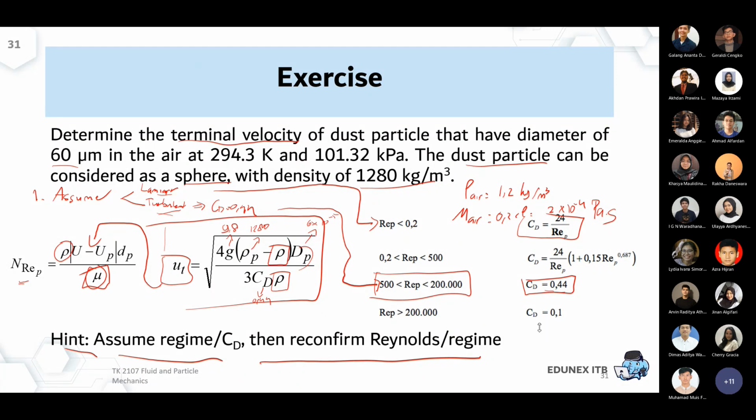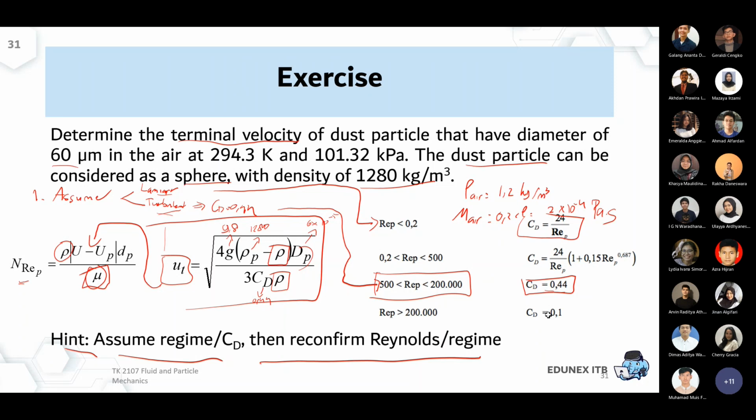Okay. Anyone got some value? Or if you start by assuming it's laminar, what's the terminal velocity that you get? Sir, I assumed it was turbulent and got 0.496 for the Reynolds number. Okay, and the terminal velocity? 1.378.